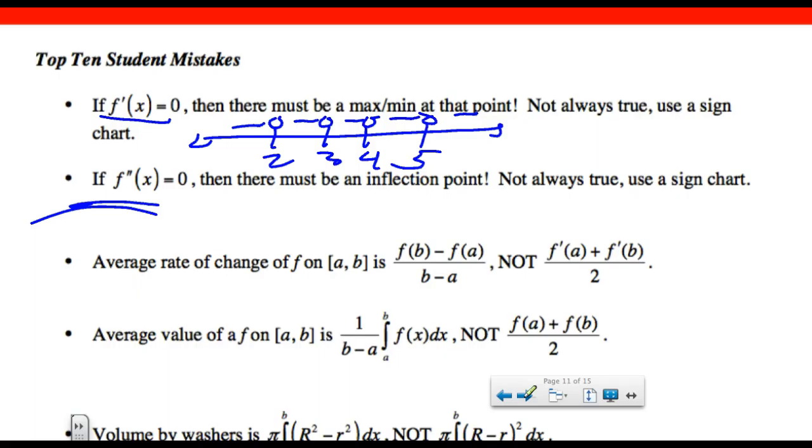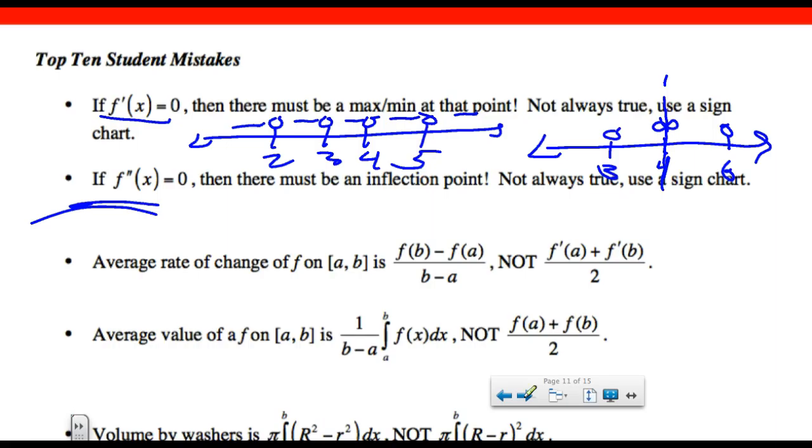Also, when you're making a sign line, don't forget who goes on it. Critical values, right? And what else? Anywhere the function has an asymptote. So let's say there's an x minus 4 on the bottom. Don't forget that, because things can change to the left or the right of an asymptote, right? Or anywhere the derivative doesn't exist too. So you've got to be careful with that.